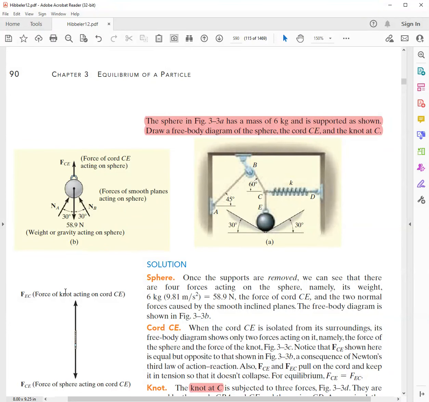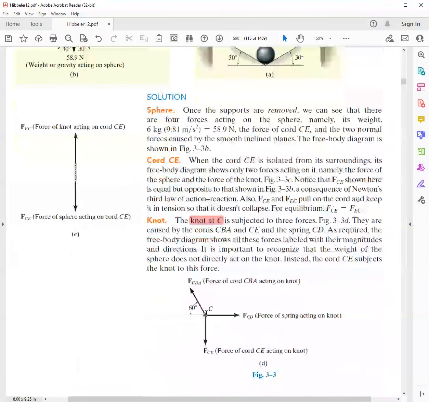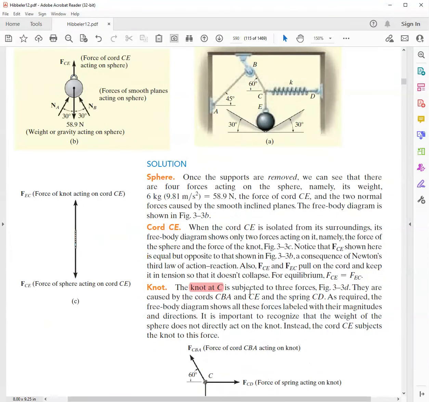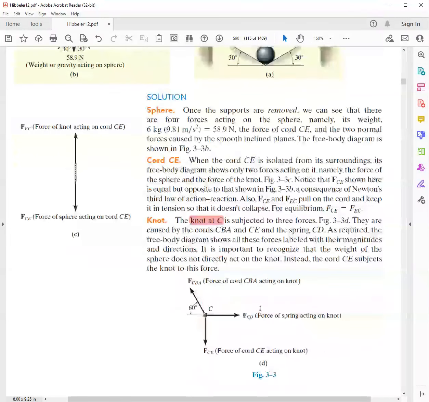And so that's shown here, and then a free body diagram of just the cable, although sometimes it can be trivial and we skip it. So free body diagram of the cable CE, and then free body diagram of the knot at C. Okay, so the corresponding equations for each are used towards the solution.